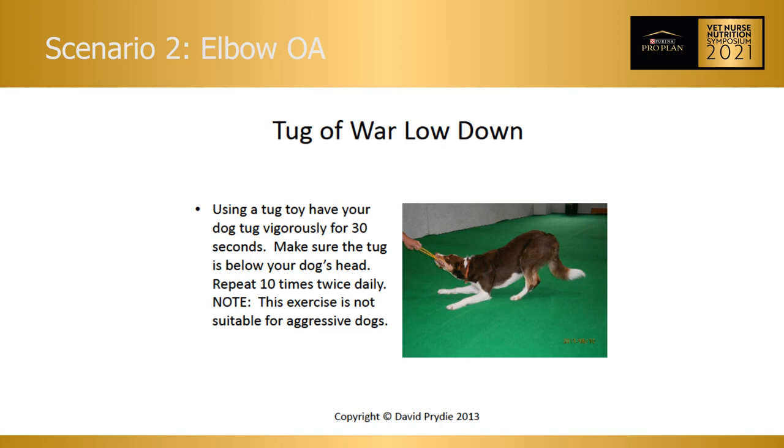Tug of war is excellent because it can be modified to focus on back leg strengthening. When you're strengthening the forelegs, you play tug of war low down, where the head's low down and they're very much driving with their front end. If you wanted to focus on the back legs, you'd play tug of war high up, so they're driving, pulling and pushing with their back end.